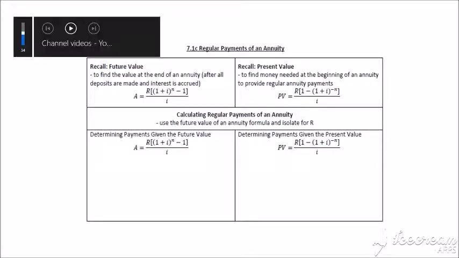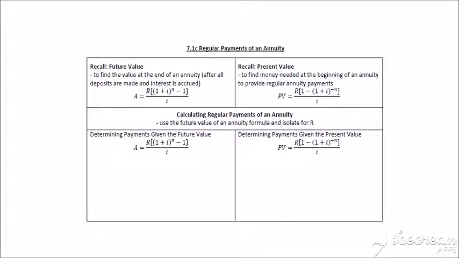7.1C, regular payments of an annuity. Okay, so we're just going to recall the two equations that we went over in 7.1A and B. So we took a look at future value, what something's going to grow to in the future. This is to find the value at the end of an annuity, after all the deposits are made and the interest has occurred.